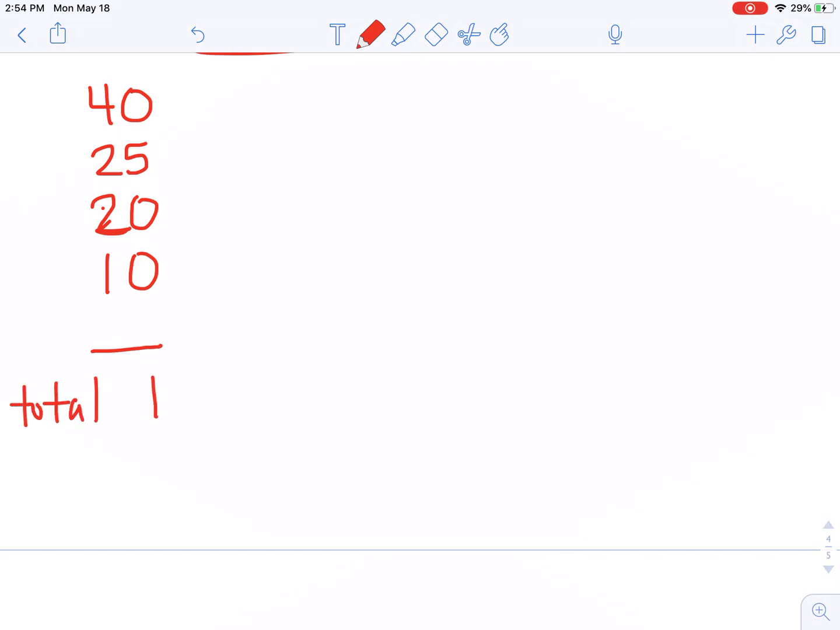100, Miss Khaki. So if I had a 40 here, and I had a 25 here, and I had a 20 here, and I had a 10 here, and then I had a blank here, and then the total needs to be what? 100%. You're finding out what number's missing. So I would count 40 plus 25 plus 20 plus 10 to find out what goes here because it has to equal 100. Perfect.